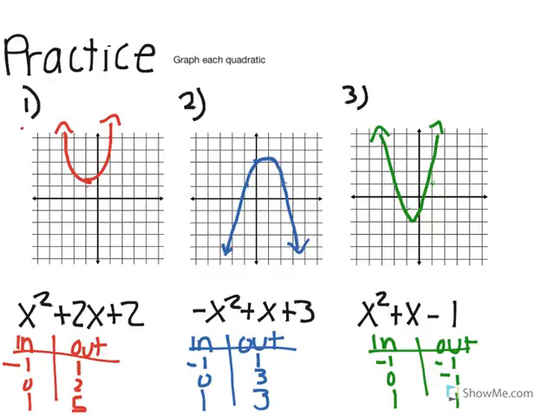In my second one, I plugged in -1, 0 and 1. When I plugged in -1 to -x squared plus x plus 3, I got 1. When I plugged in 0, I got 3. When I plugged in 1, I got 3. And that's how my graph looked like. Notice how we had a negative leading coefficient, so it's pointing downwards. Now I have x squared plus x minus 1. I plug in -1, 0, and 1. And I got 1, -1, and 1 respectively to that. And I graphed it, and that's what it looks like.